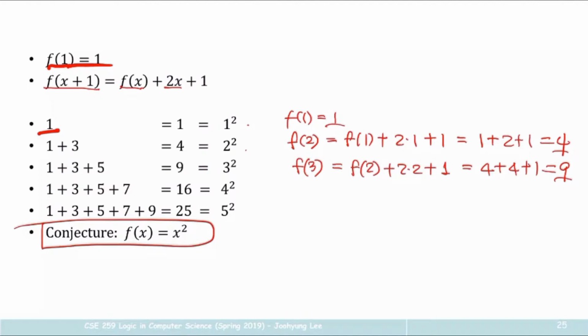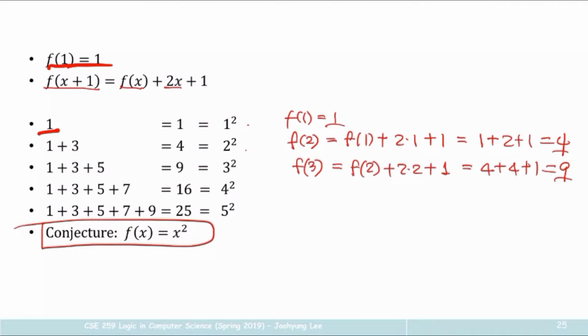What is wrong with this idea? So this is your proof, right? I ask you to prove that f of x is x squared. So you just show some cases, right? And you say that this is the proof. What is wrong? Is it just a few examples? It's just a few examples.